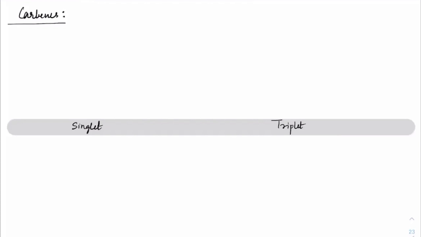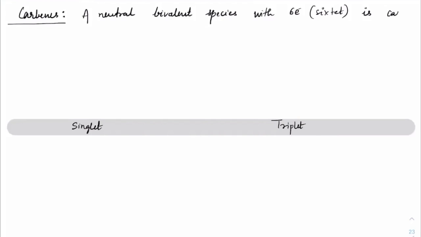Firstly, let us see what a carbene is. Well, a carbene is a neutral species. Keep writing with me. It is a neutral bivalent species with 6 electrons present, which means it is octet incomplete. When you have 6 electrons, it is also called a sextet. So a sextet species is called a carbene.